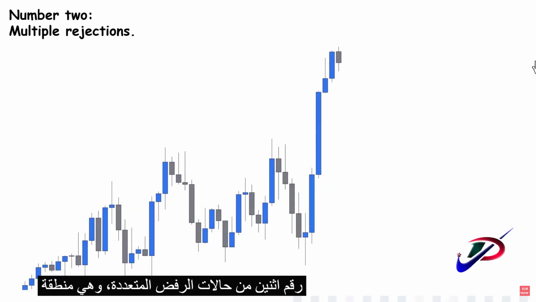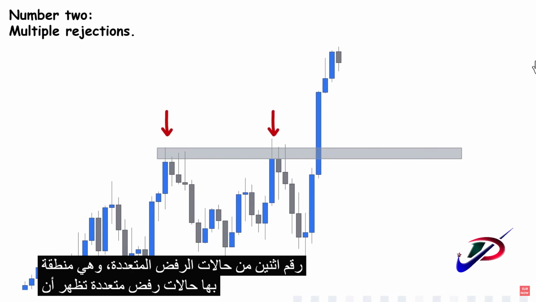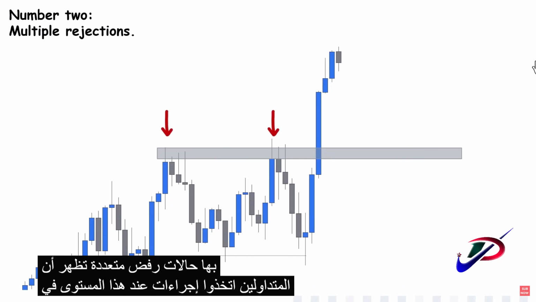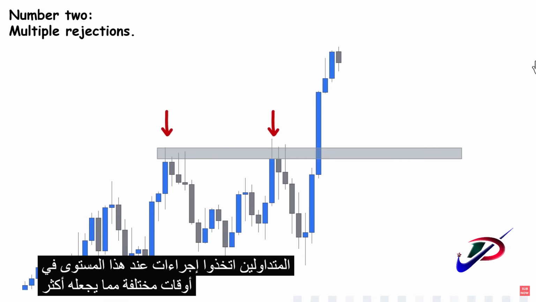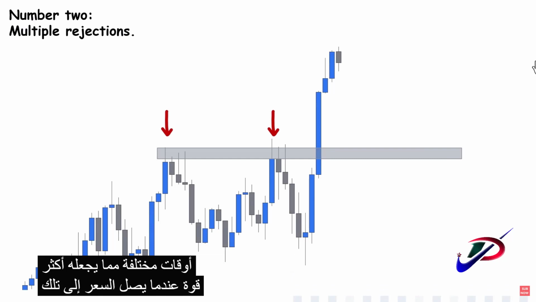Number 2. Multiple rejections. An area with multiple rejections shows that the traders took action at this level at different times, which makes it more powerful when the price reaches that zone again.